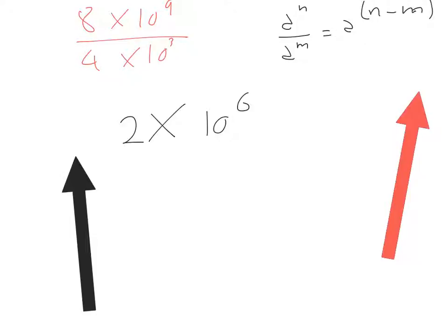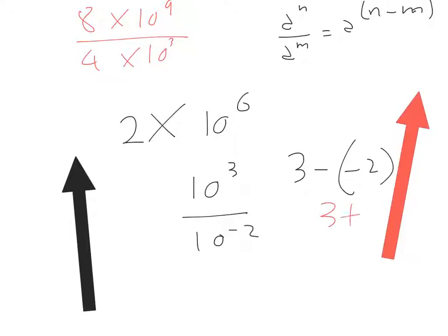Now be careful: when I divide a number like 10 to the power of 3 by 10 to the power of minus 2, it would be 3 minus minus 2. So it's not 1, because the minus and minus compensate each other. So we write 3 plus 2, so it's 5. Don't make this mistake, because you can easily lose marks on this.